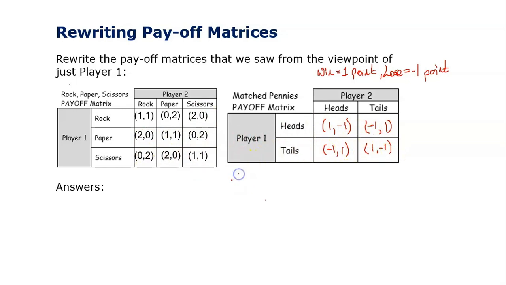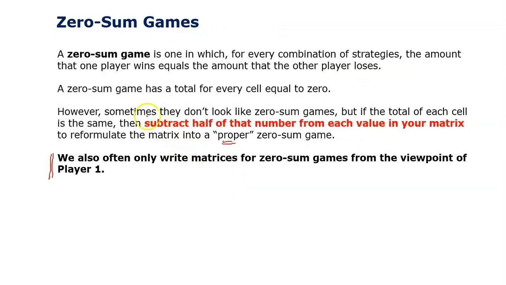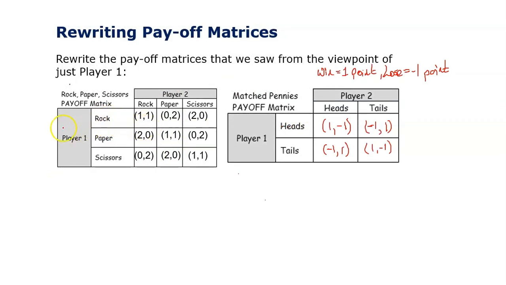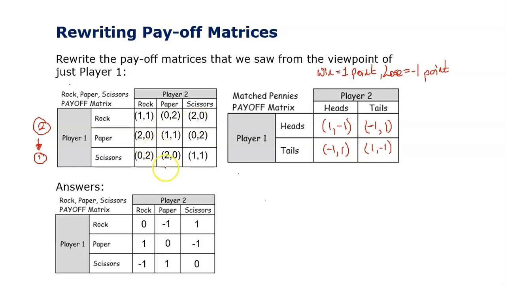And I did have a rule that said if they add up to the same number, subtract half of that number from each value in your matrix. So on this first one, I reckon they all add up to 2. Half of that gives me 1, and I'm going to take away 1 from that first number in here. So you should quickly realize that when I do this, that 1, I'm going to take away 1, and it's going to become a 0. That 0 will become a minus 1. That 2 will become a 1. So you just do this, and hopefully that's what I've got here.